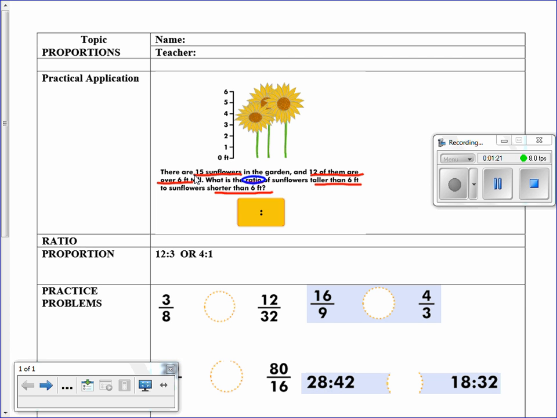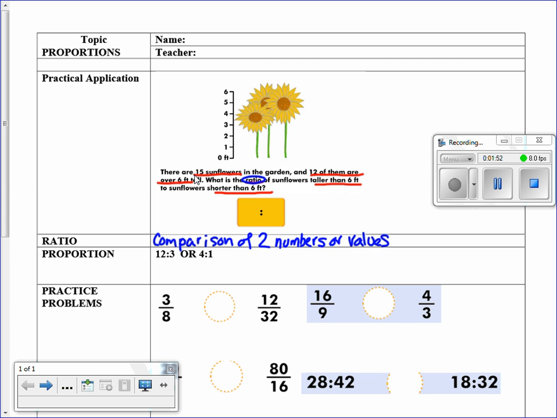I think we're pretty good with every other word in this problem, but some of us might not know what ratio means. A ratio is a comparison of two numbers or values. Two numbers or values. Now there's three different ways we can represent ratios, okay?